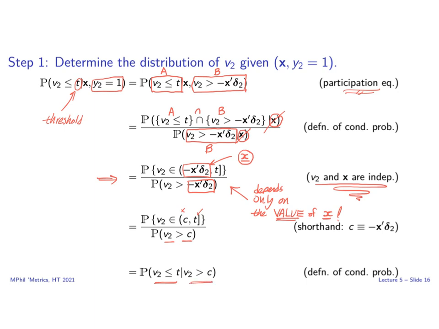So what we have found after all this hard work is that the probability we set out to evaluate, which conditioned on x and y2 equals 1, doesn't actually need to condition on either of these two. It's enough to simply condition on v2 being larger than this quantity c, which is considerably simpler.